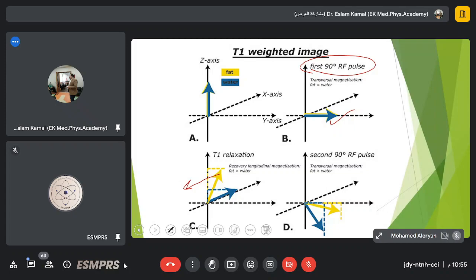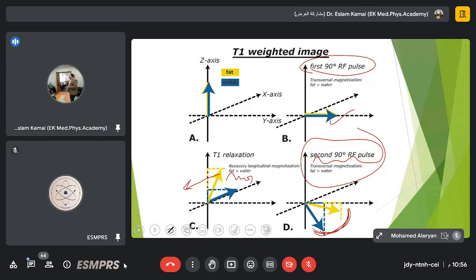As I informed you before, we cannot measure or record the signal coming out from the proton in the Z direction. So we have to apply another radio frequency pulse to convert the direction of MZ, or the longitudinal magnetization for fat and water, into the XY plane again. So now you can get different signals from fat and water based on the difference in T1 constant.